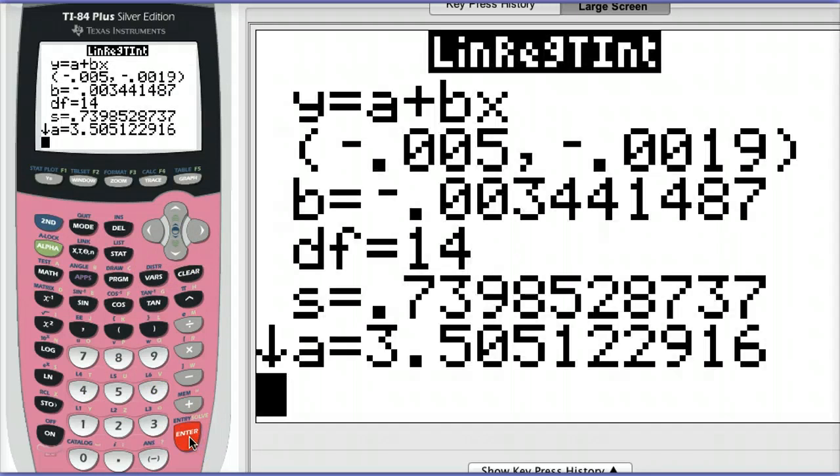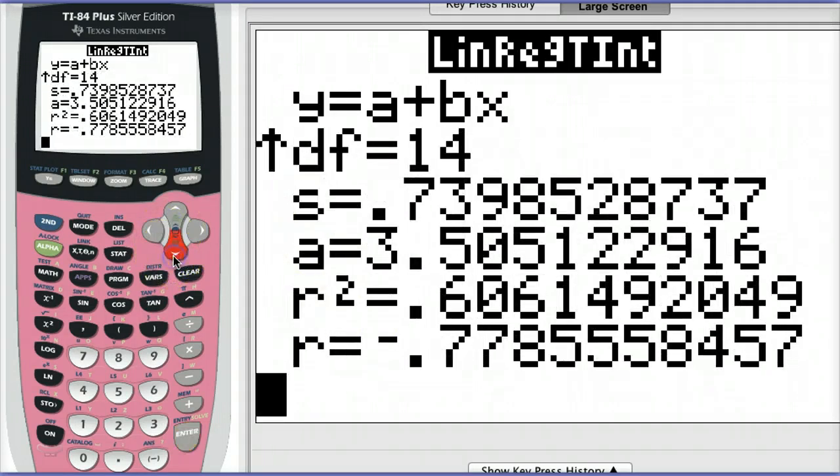Notice that 0 is not in this interval. All our values in our interval are negative, which would indicate that the slope truly is negative. So we are 95% confident that the true value of the slope is somewhere between -0.005 and -0.0019. Once again, if we scroll down, we can see the rest of the information related to linear regression.